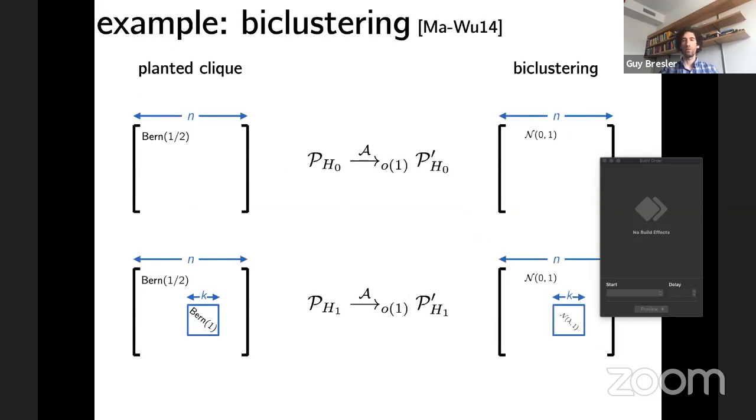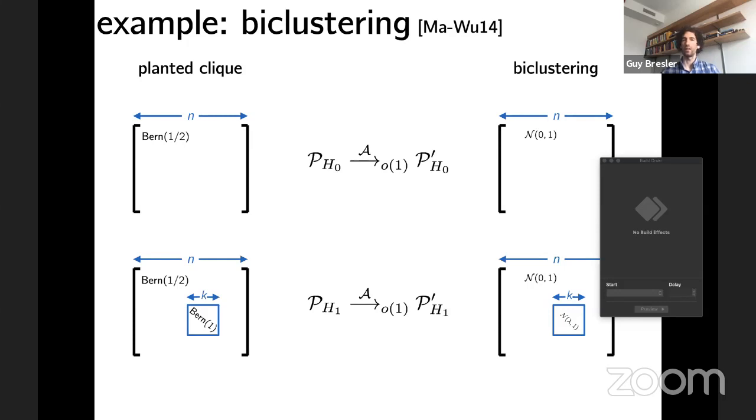Okay, so just an example of what this sort of reduction looks like, what the connection between two problems looks like in an actual statistical problem. So one might have planted clique here on the left. The null hypothesis just has Bernoulli halves in the entries. The alternative hypothesis has the clique there, and so then there's the block of ones.